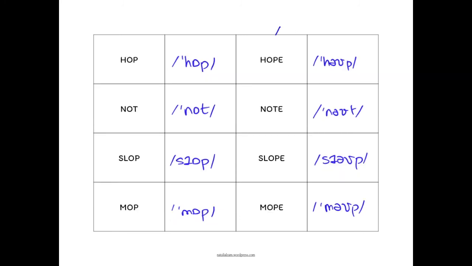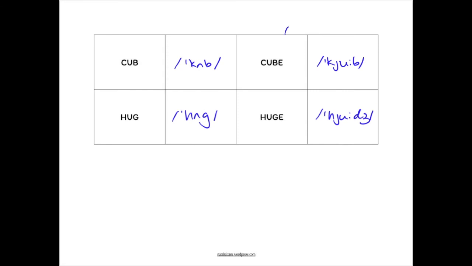With letter O, you say hop, but hope. You say not, but note. You say slop, but slope. And mop, but mope. And finally, with letter U, typically you say cup, but cube, and hug, but huge.